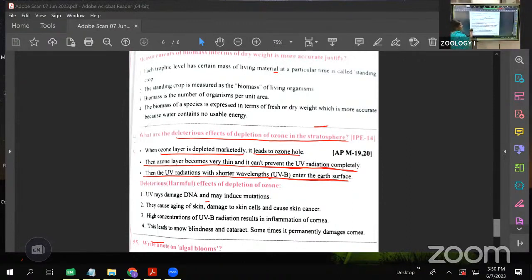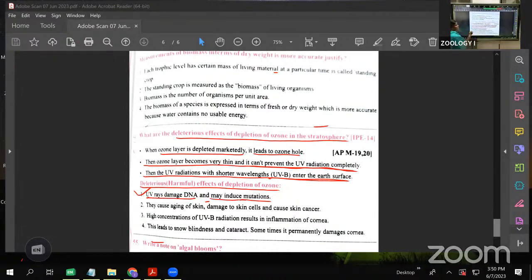Next, what are the harmful effects of ozone depletion? The UV rays damage the DNA structure. DNA is the genetic material. When the DNA structure is damaged, automatically it causes mutations. Mutations mean sudden random changes that occur. Here, UV rays damage the DNA and may induce mutations.